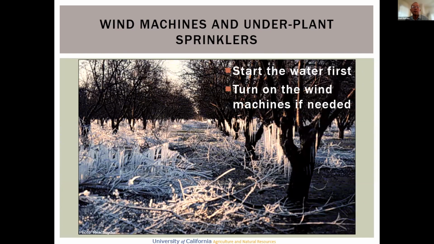Okay, now here's talking about wind machines and under plant sprinklers. Well, one of the key concepts is that we start using the water first, okay? And then if the temperatures continue dropping towards our critical levels, then we turn on the wind machines if needed.